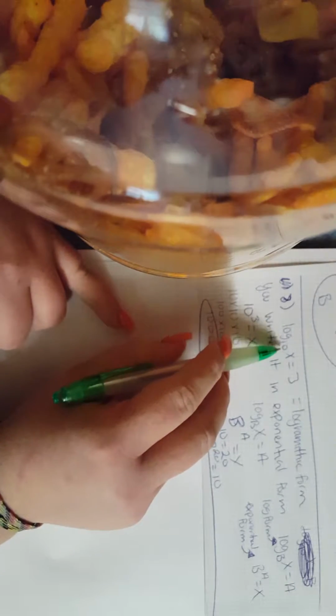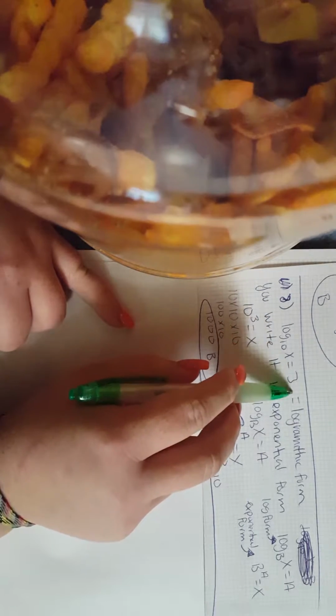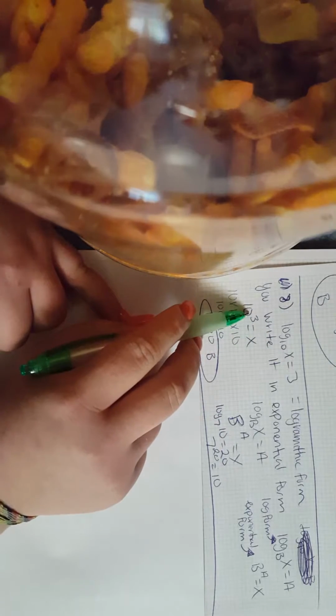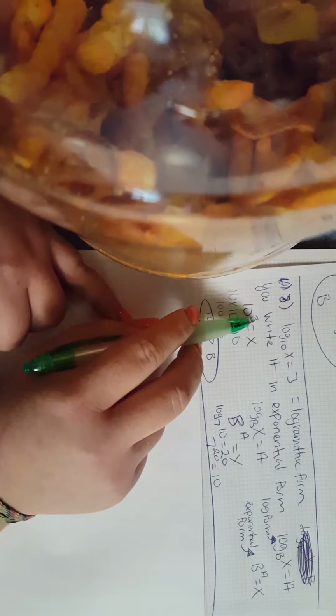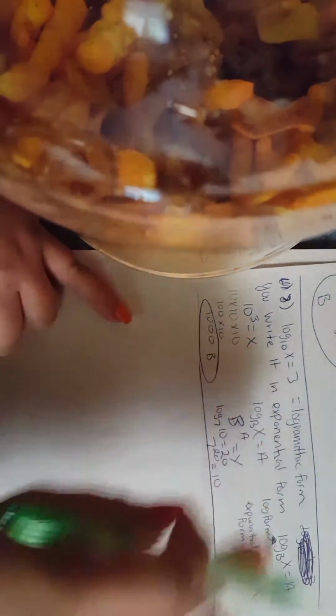So this right here is going to be log base 10 of x equals 3. So it's going to be 10 to the third equals x. Then you just solve. So 10 times 10 times 10. 10 times 10 is 100. 100 times 10 is 1,000. So your answer is B.